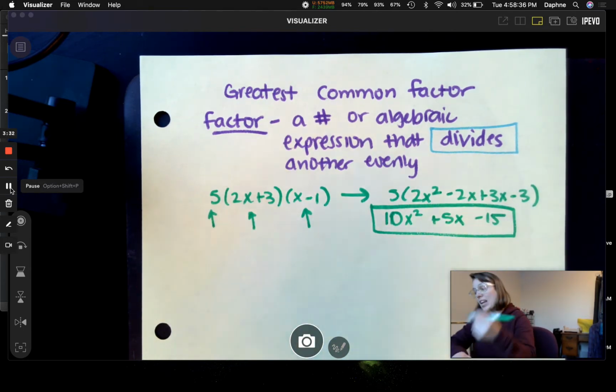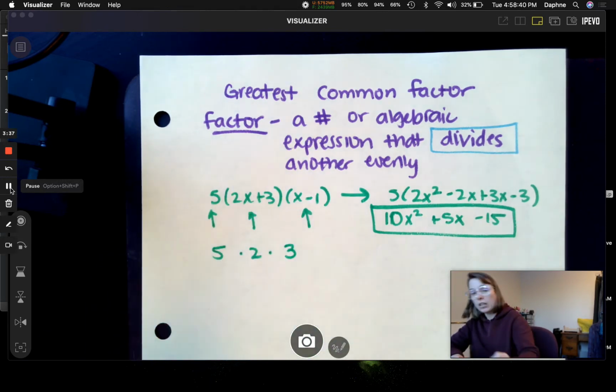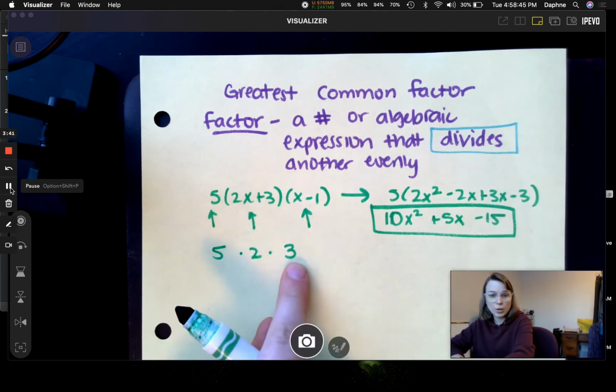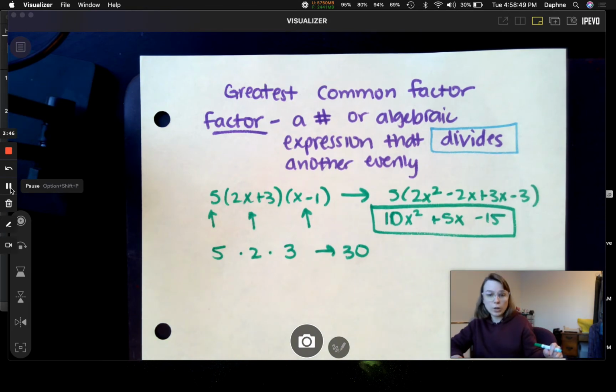So, an example of that is, what if I had 5 times 2 times 3? These are all prime factors. So, what's 5 times 2 times 3? That gets you 30. 5, 2, and 3 are all factors of 30.